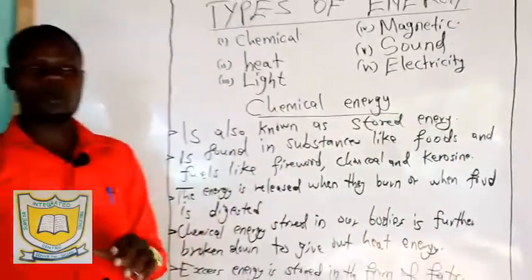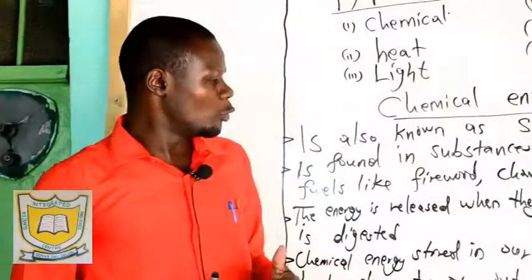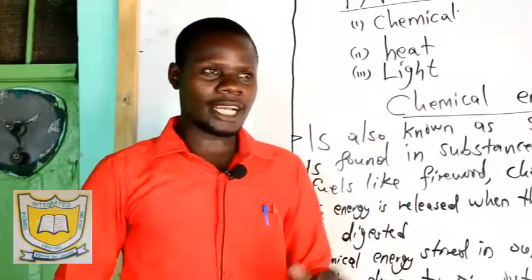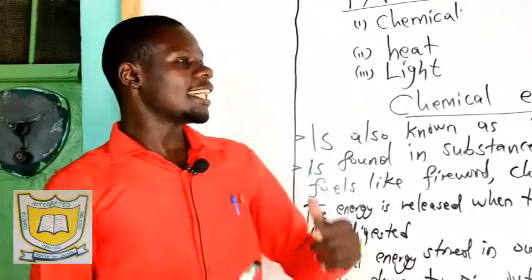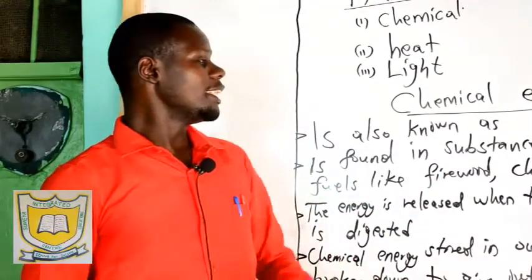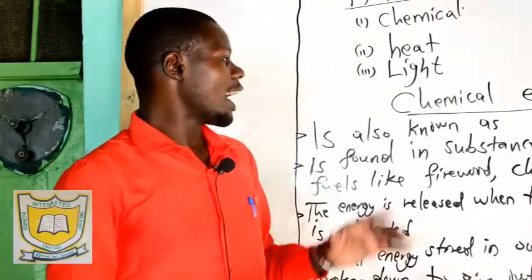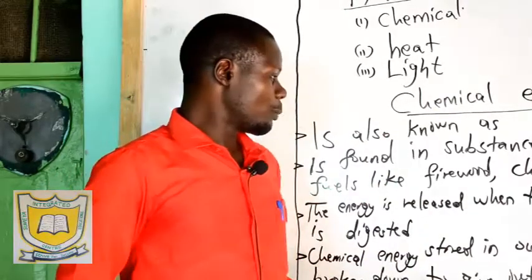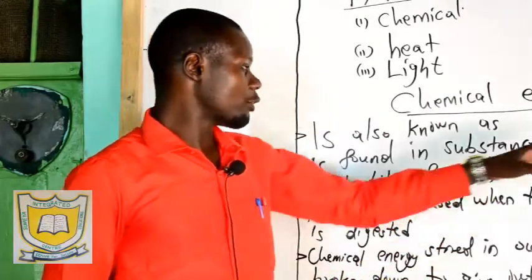Now, when we talk of foods, how are we getting the chemical energy from foods? We get chemical energy when we consume food. It goes to the alimentary canal, then it is digested and absorbed in the small intestine, and then it goes to the body as chemical energy. Now that person gains energy from that food.